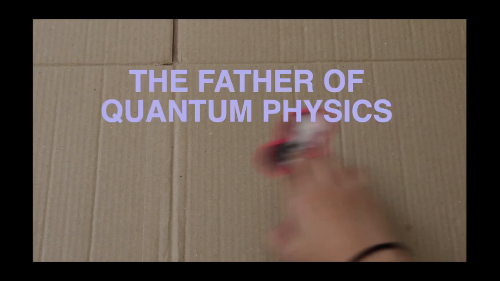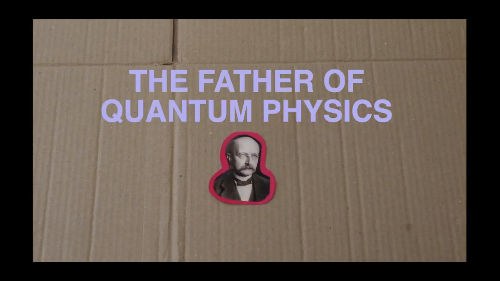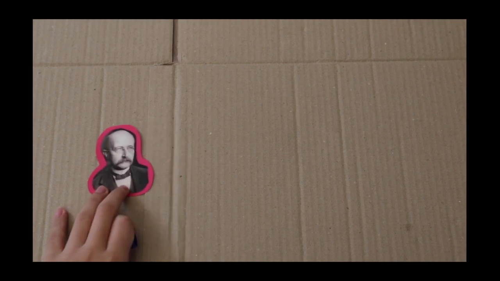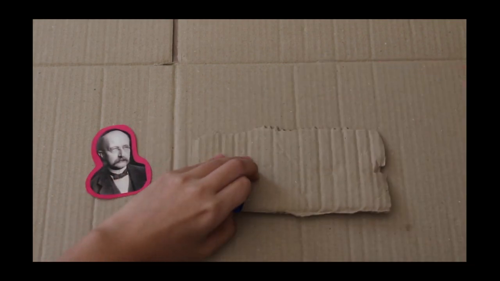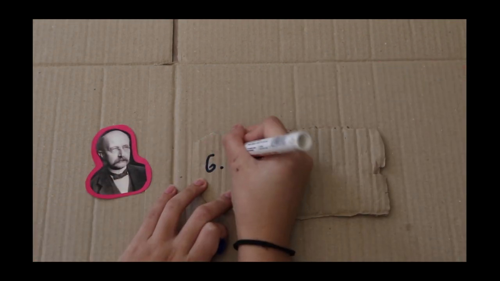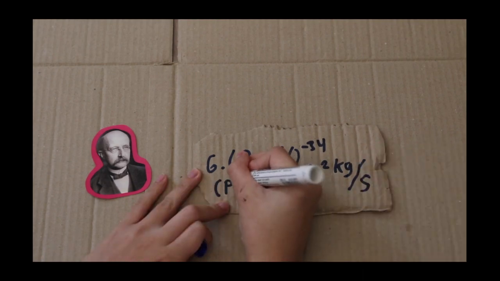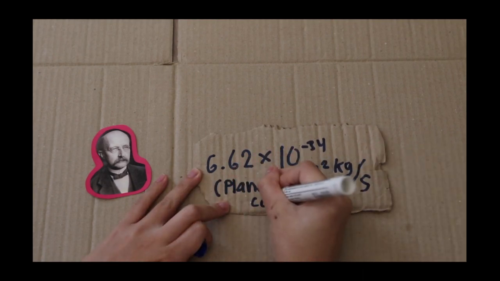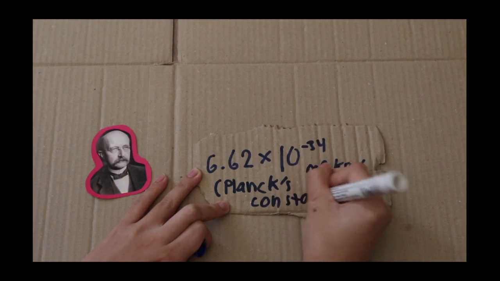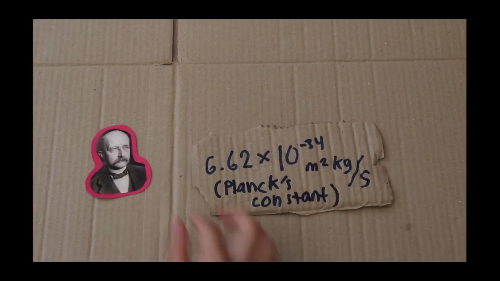Finally comes the father of quantum physics, Max Planck. Planck is the man who was behind Planck's constant. This constant is the process of absorption and emission of radiation. Einstein then corrected his theory by placing it into the category of the photoelectric effect.